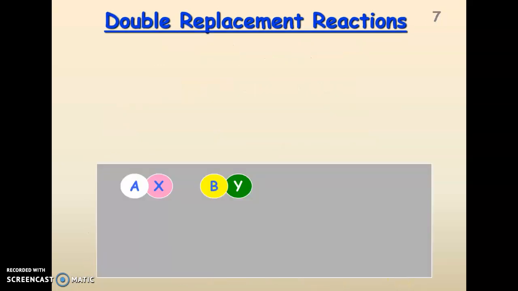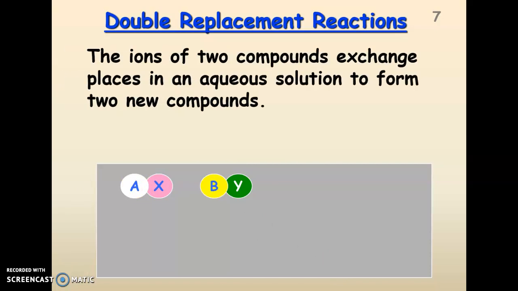All right, double replacement reactions: instead of one thing switching, two things switch. So two ions will switch places with each other. And notice that, remember, we always write the positive ion first and the negative ion second. So the two positive ions will switch places with each other, or you could think of it as the two negative ions switching places. So, ion exchange.